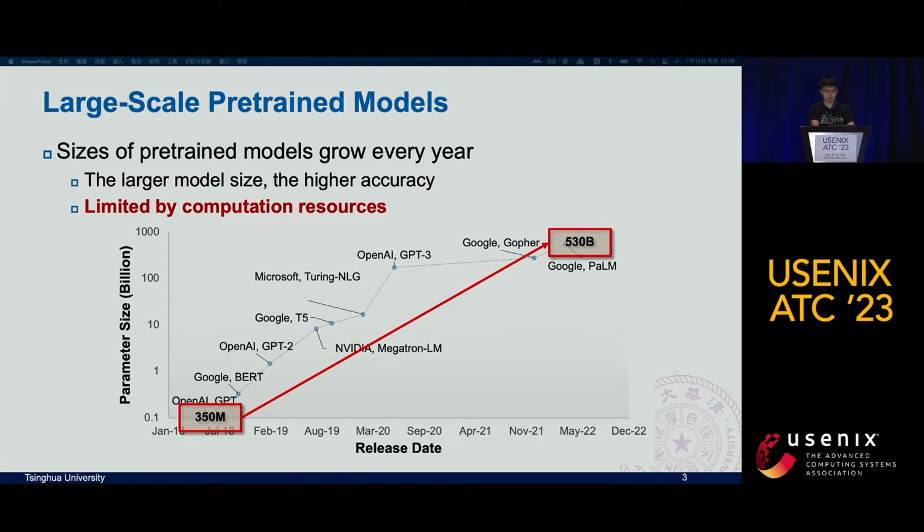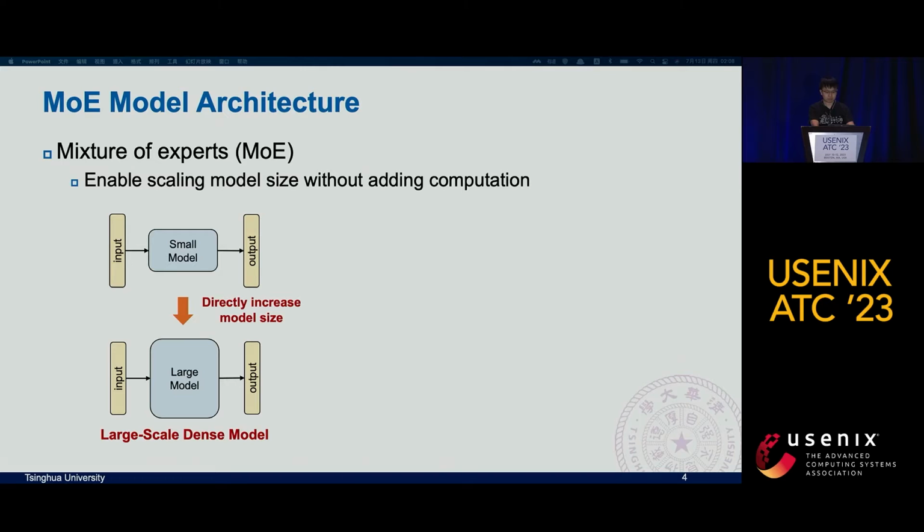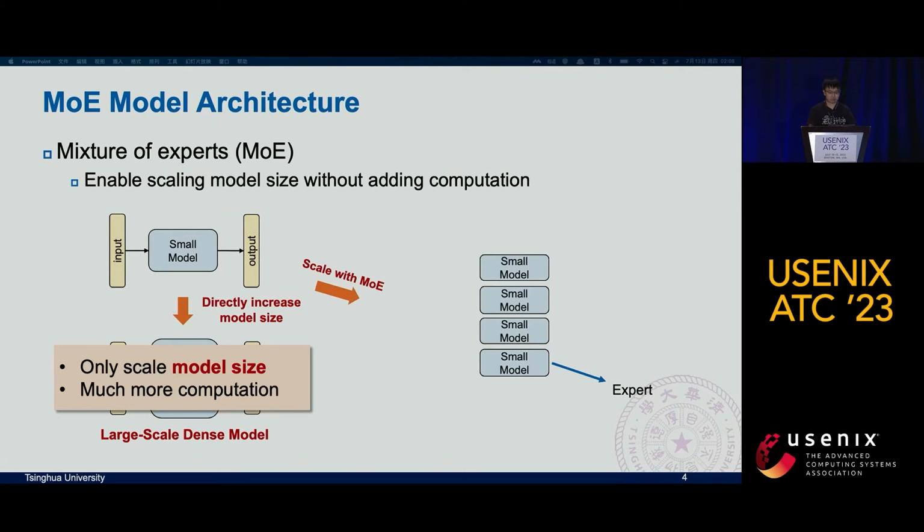Currently, the scale of pre-trained models is constrained by computation resources. Therefore, it's important to answer the question, how to scale up to extremely large models at an acceptable cost? A promising solution is mixture of experts, which enables scaling model size without adding computation. For traditional dense models, increasing model size means more computation. However, scaling with MoE is more efficient.